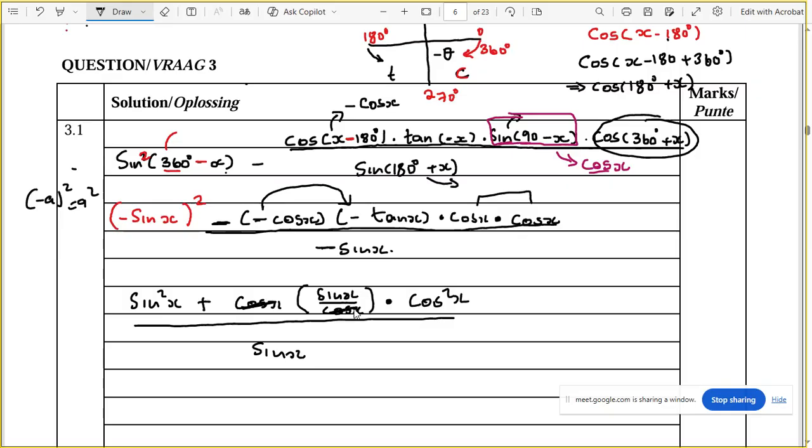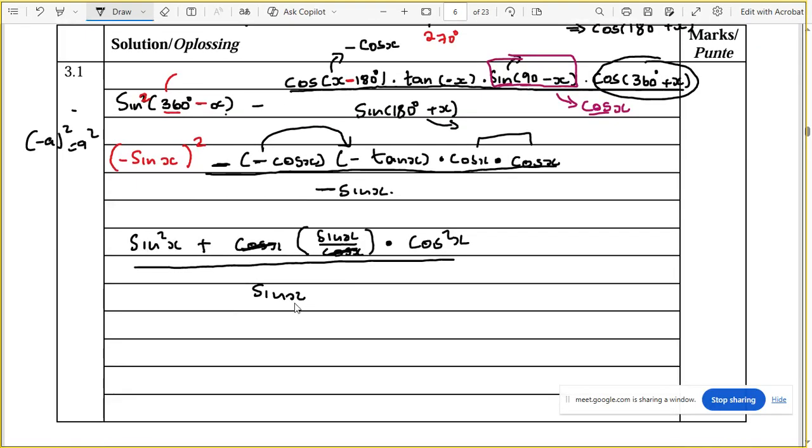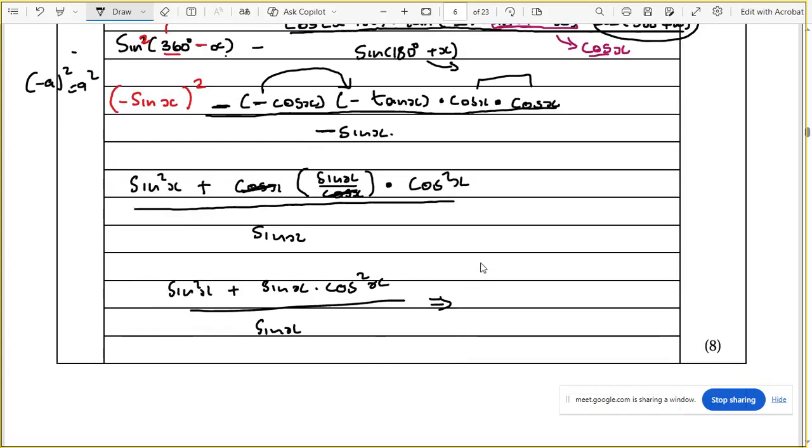This cos and that one cancels. We are left with what? We are left with sine squared x plus sine x times the cos squared x over what? Sine x. Can I take out the common factor on top? Yes. So I'm going to have sine x out as a common factor. This leaves me with sine x. Sine x plus what?